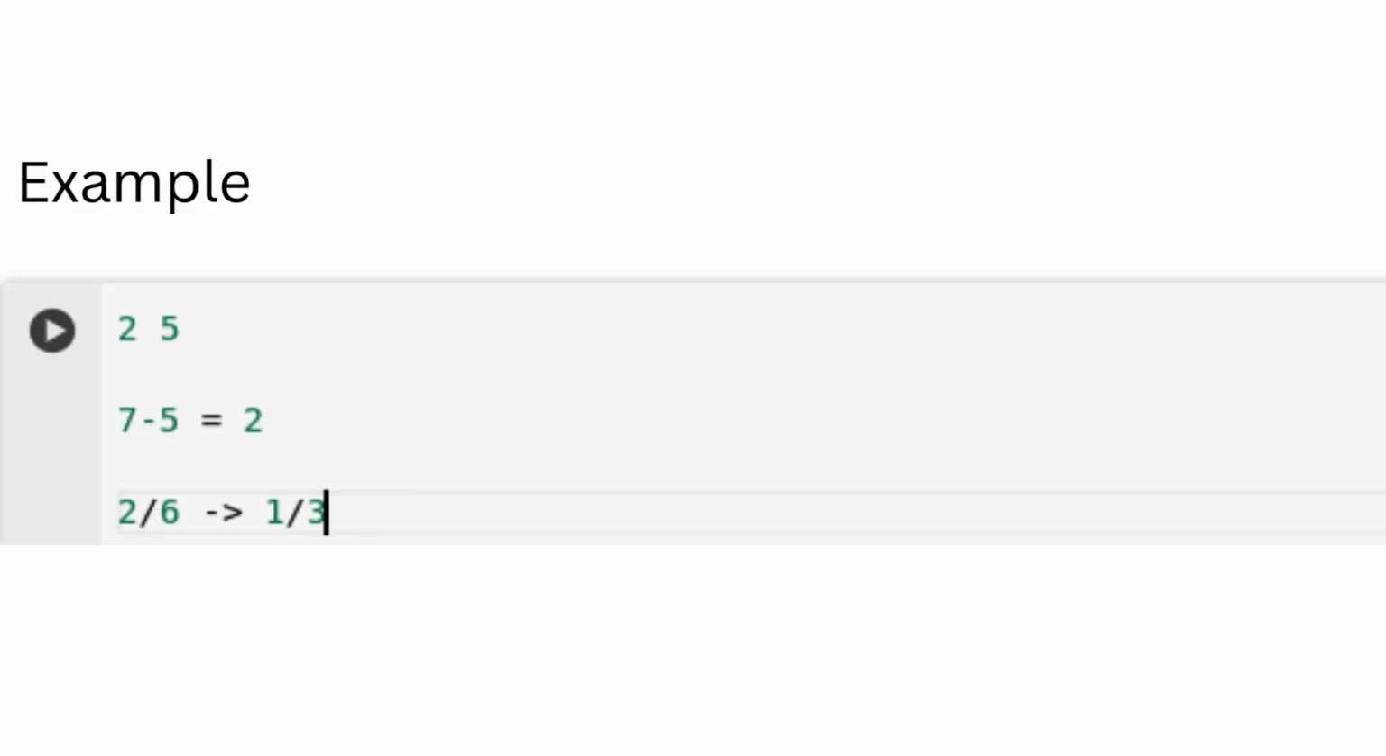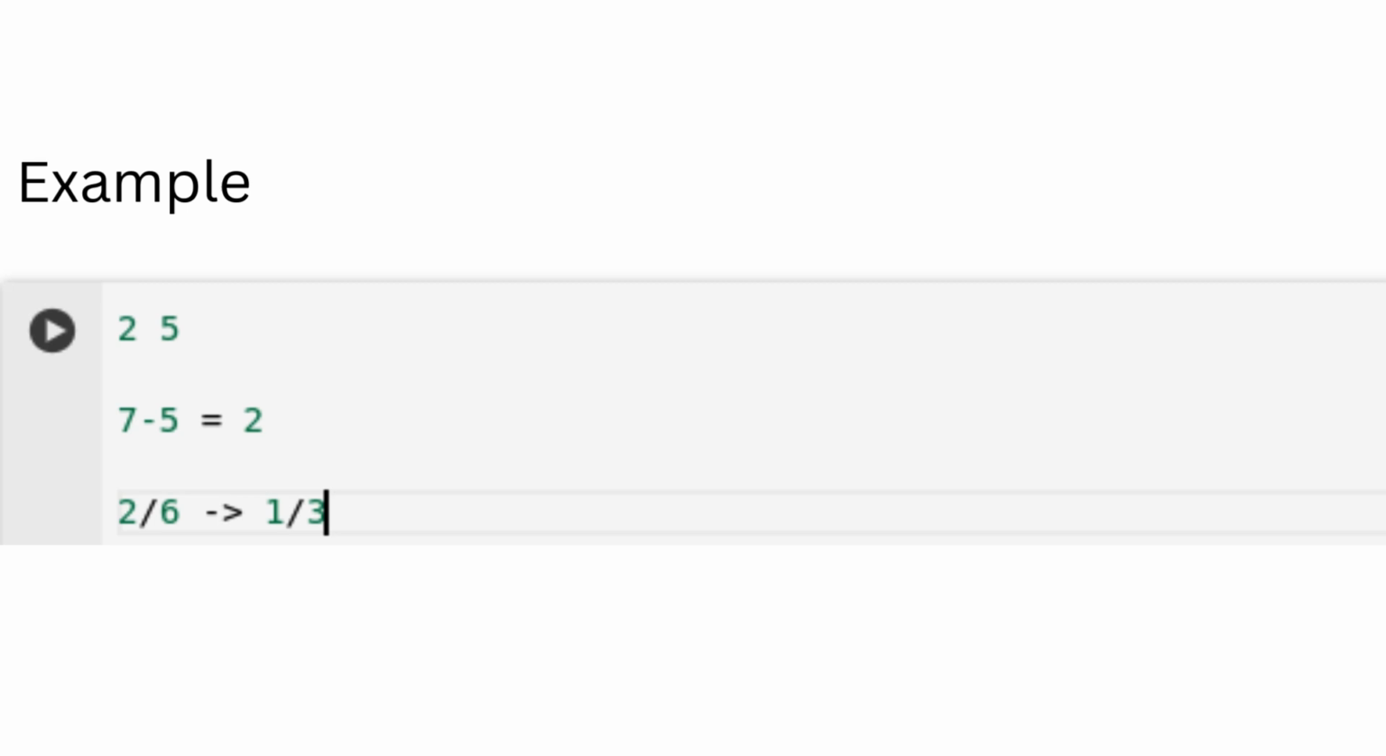For example, if the input is 2 5, the maximum value is 5. So, the number of favorable outcomes is 7 - 5 equals 2. The fraction is 2/6. The GCD of 2 and 6 is 2, so the simplified fraction is 1/3. The program will output 1/3.